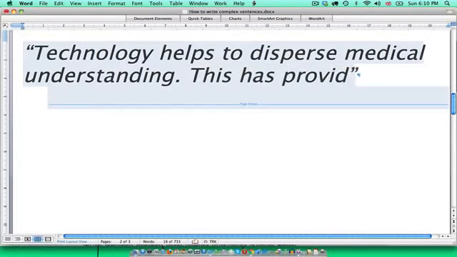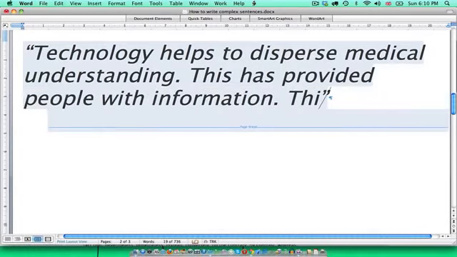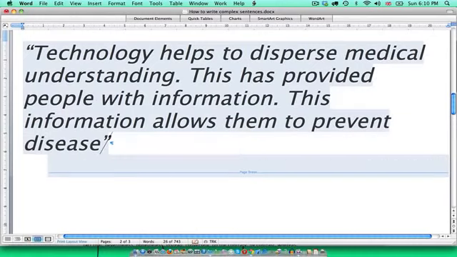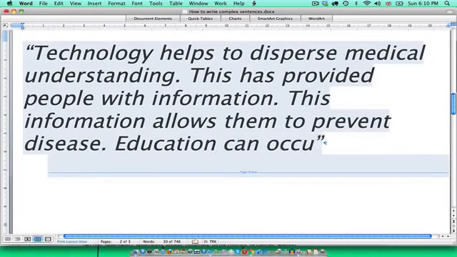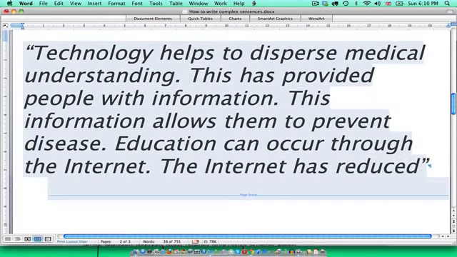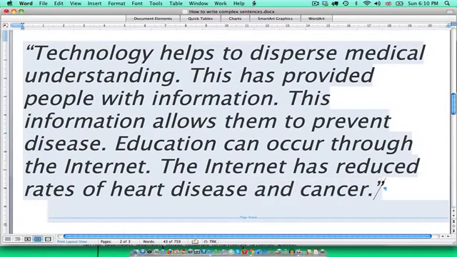This has provided people with information. This information allows them to prevent disease. Education can occur through the internet. The internet has reduced rates of heart disease and cancer. Okay, so I think these are the few simple ideas that the student was trying to communicate.